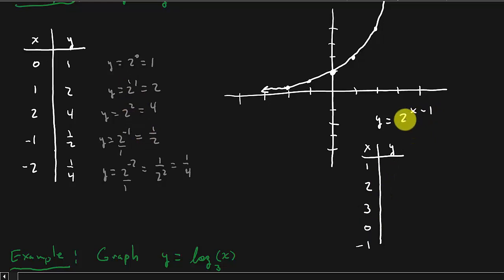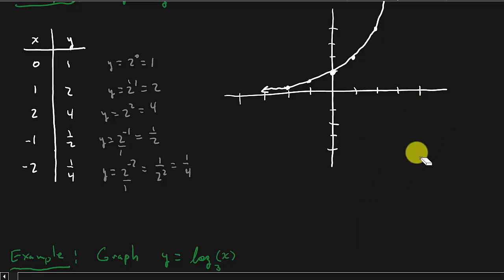If I plug in the 0, 0 minus 1 is negative 1. That's going to give me that exponent. And if I plug in negative 1, negative 1 minus 1 is negative 2. So that'll give me the exponent of negative 2. That's what I was talking about when I said I want my exponents to be 0, 1, 2, negative 1, negative 2. You just pick your x values so that when you plug them in, those are the exponents you'll get. Okay, and then it's all worked the same from there. Then you plot your points and draw your graph.